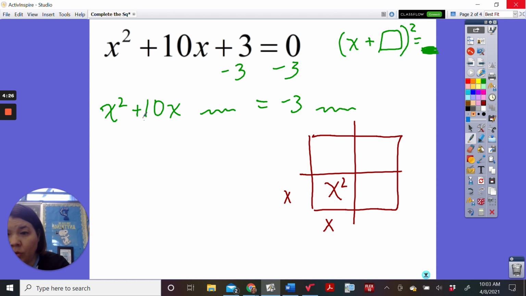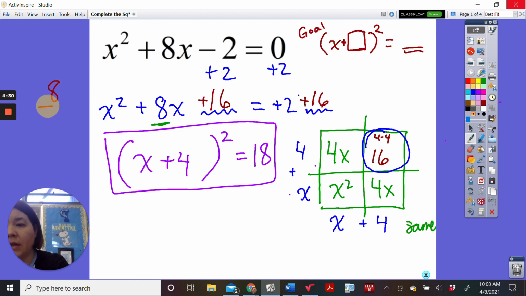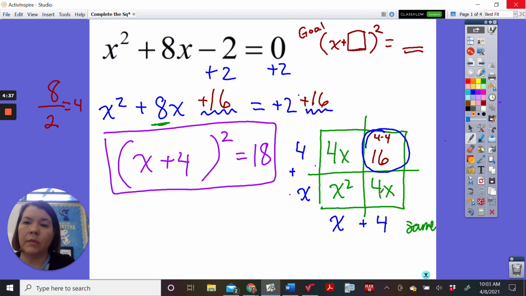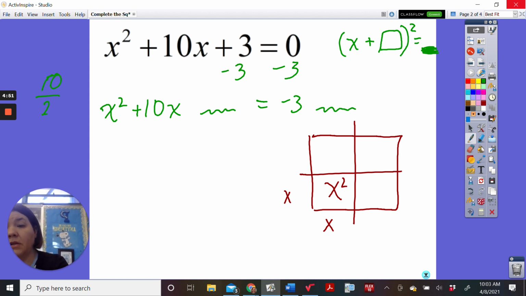So what did I do with 8? I did it quickly, but over here I took 8 and split it in half, which gave me 4. And so here we will take what number and split it in half? Yes, we will take the 10 and split it in half. So 10 divided by 2 is 5. So that gives me 5x and 5x.